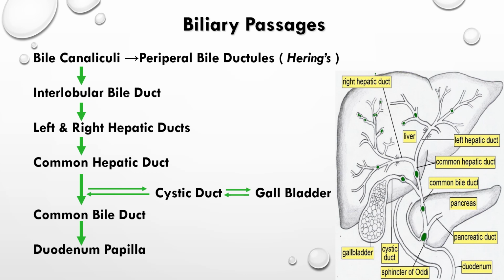The passage of bile: from the hepatocyte, the bile is released into the bile canaliculi, then to the peripheral bile duct, and from there to the interlobular bile duct, and then to the left and right hepatic ducts. Together they form the common hepatic duct. This common hepatic duct, along with the cystic duct from the gallbladder, forms the common bile duct, and finally it falls into the duodenum, the second part of the duodenum.